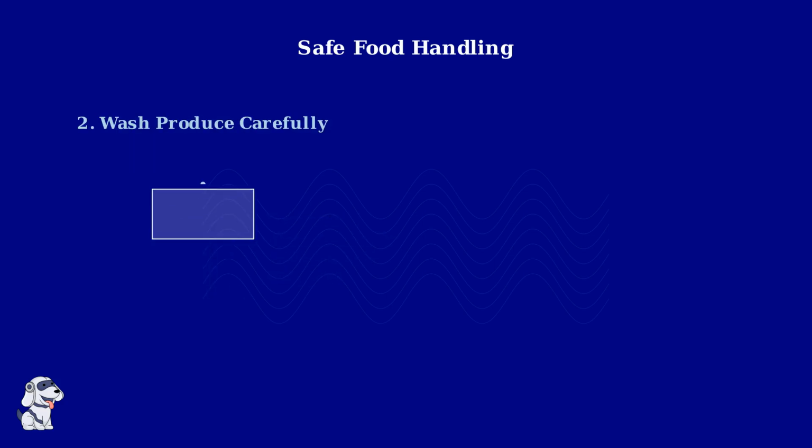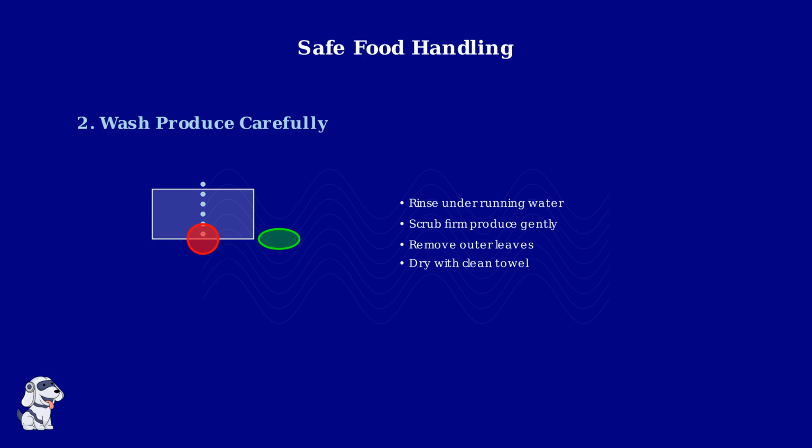Always wash fruits and vegetables under running water, even if you plan to peel them. Scrub firm produce with a clean brush, remove outer leaves from leafy vegetables, and dry with a clean towel. This removes surface contamination that could harbor Giardia cysts.